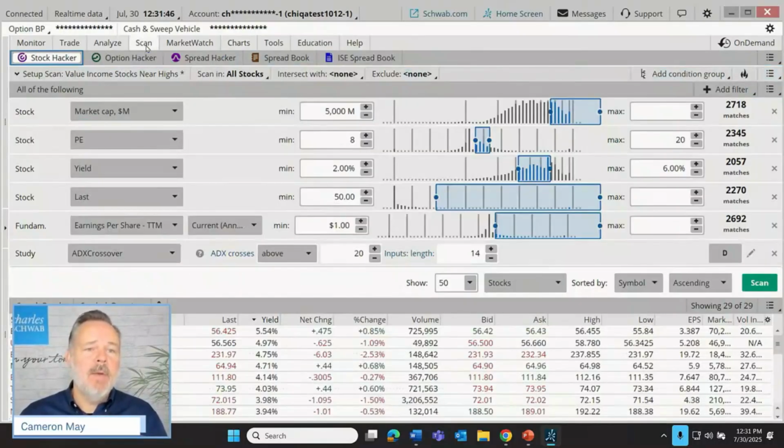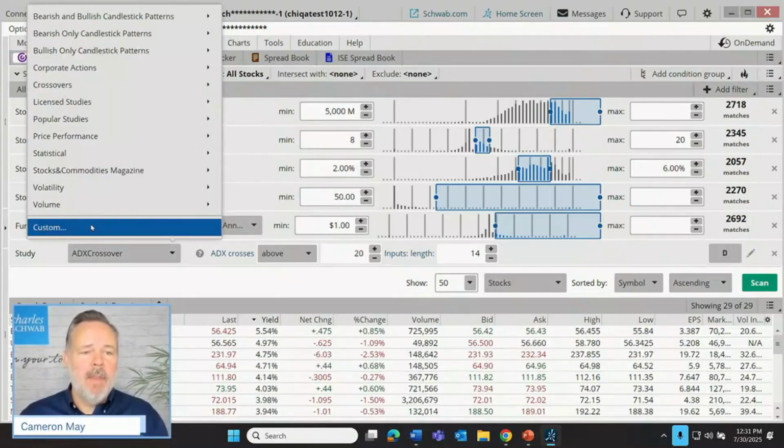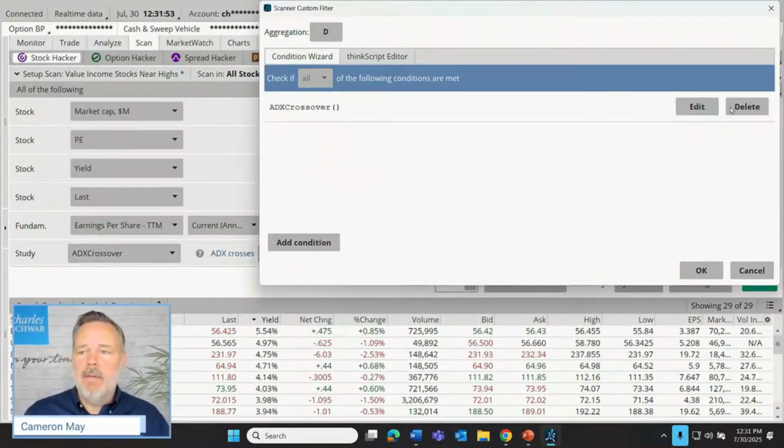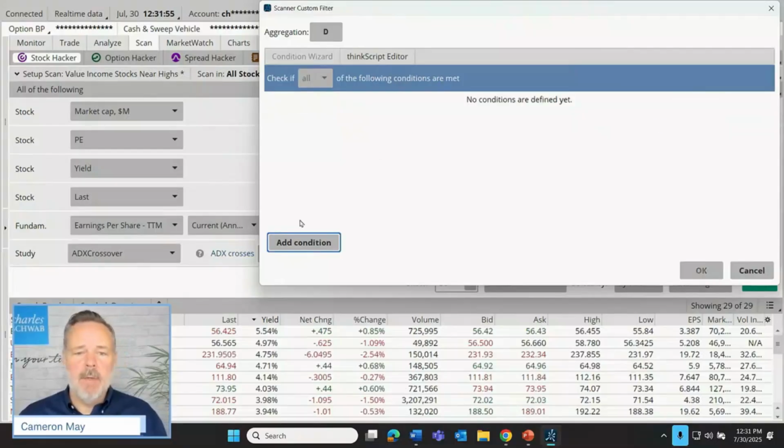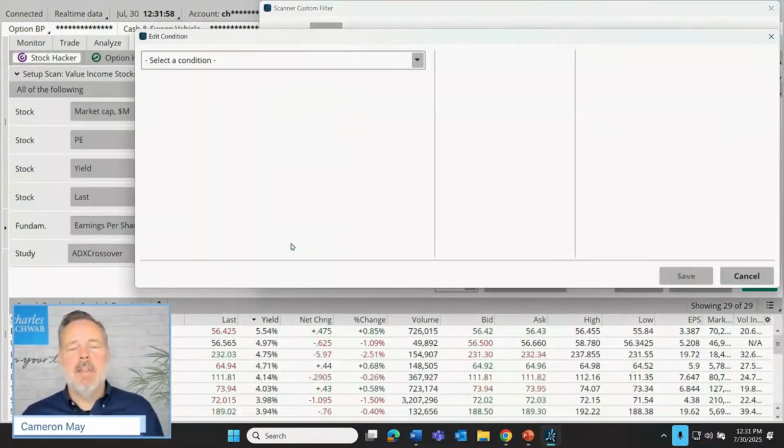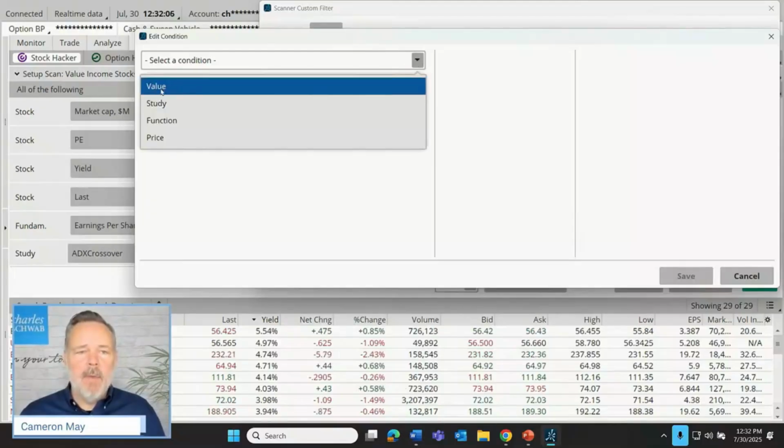Well, that's what we're going to be doing here in our scan. So let's go to our study. I'm going to build that custom scan just from a blank slate. Let's delete this one and add a condition. And this is just very menu driven. To me, it's fairly intuitive. We can't do anything on this screen other than go up here and click on the little menu. And then we make a choice.